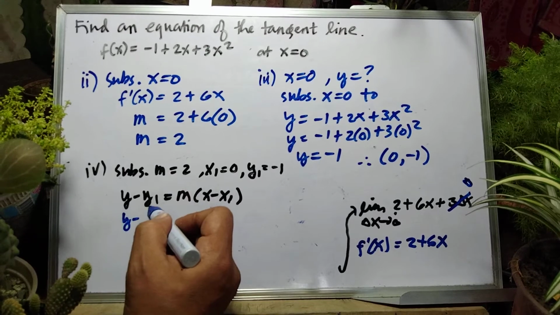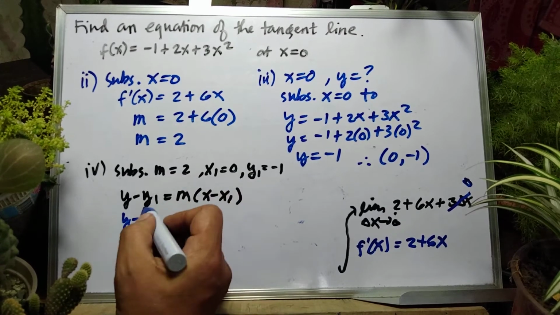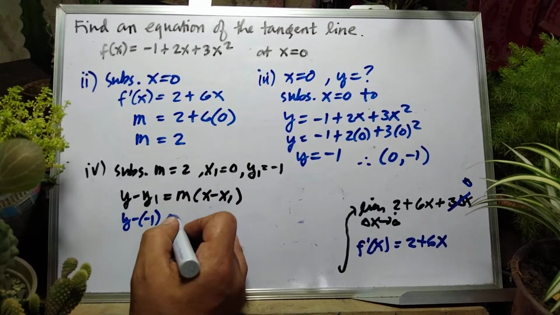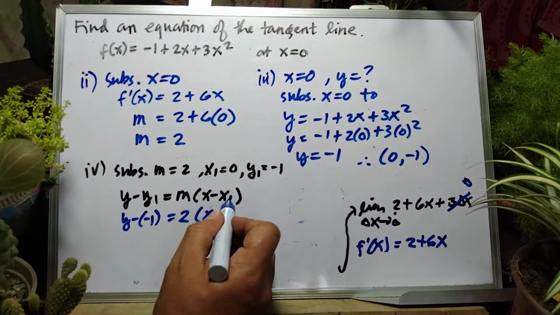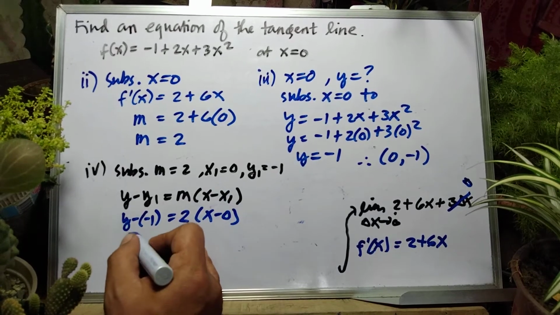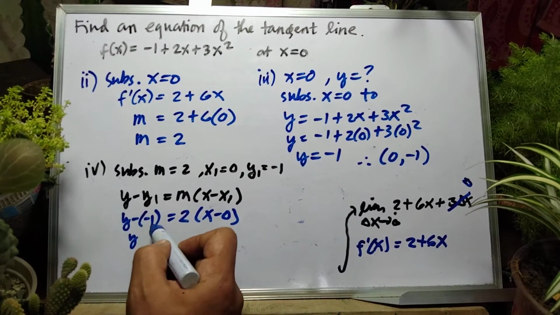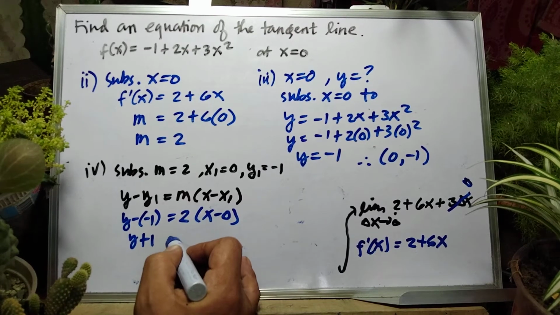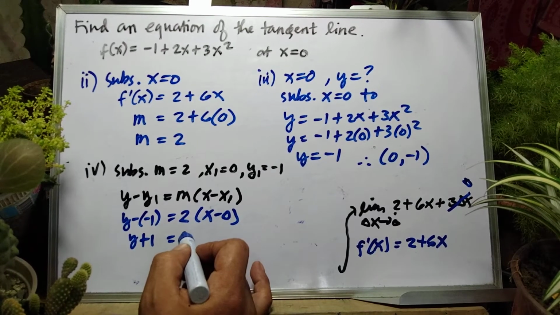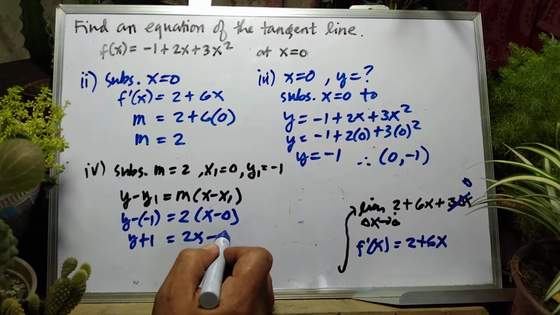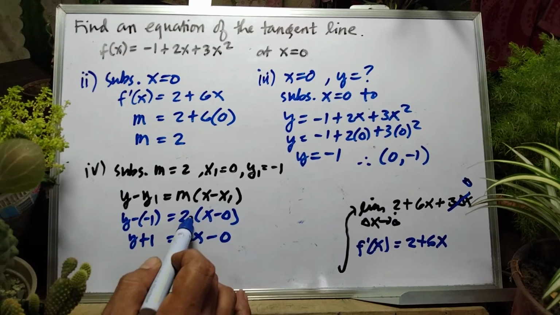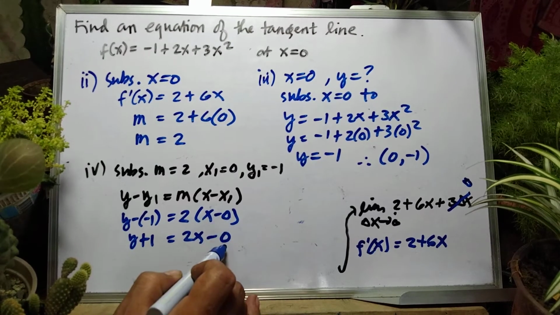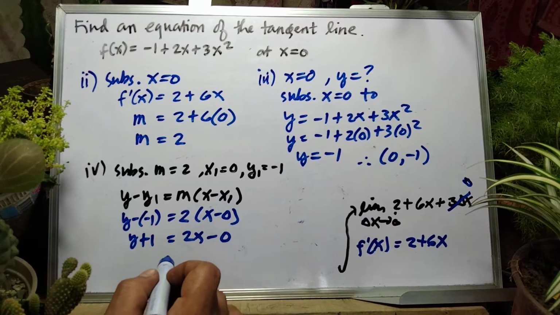You have y minus, what is the value of our y sub 1? You have negative 1. So, we enclose that one in parentheses. So, equal to, m is 2, then x minus our x sub 1 is 0. So, simplify further. Y, negative 1 times negative 1, so plus 1. Correct? Is equal to 2x minus 0. Because 2 times negative 0 is 0. So, finalize your answer.